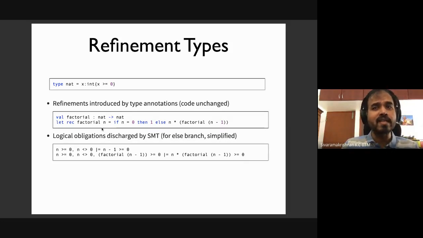So the point to take away is that F star is doing a lot of work underneath, even though it seems like it is not doing anything at all.